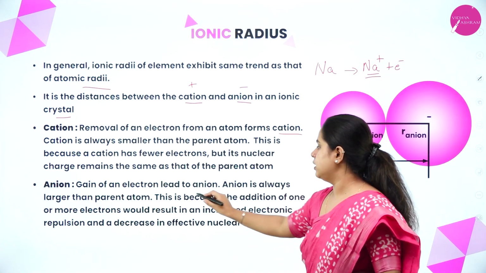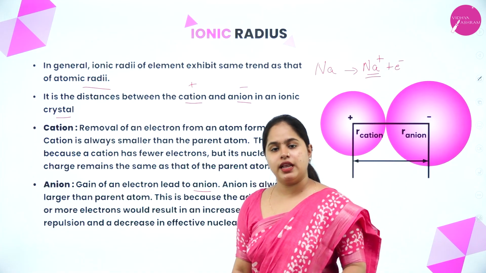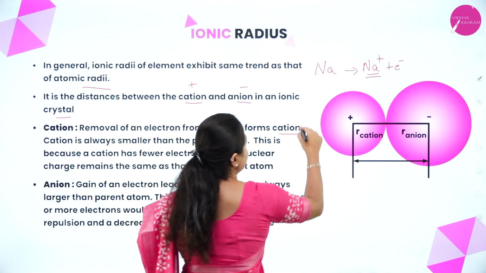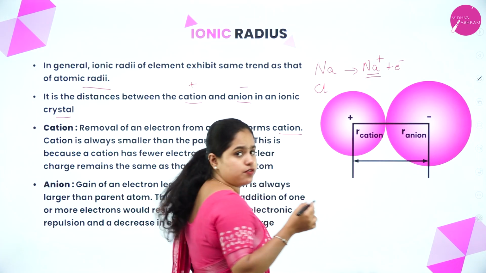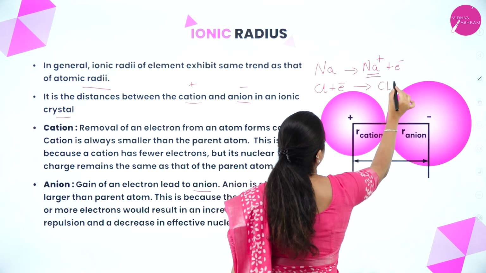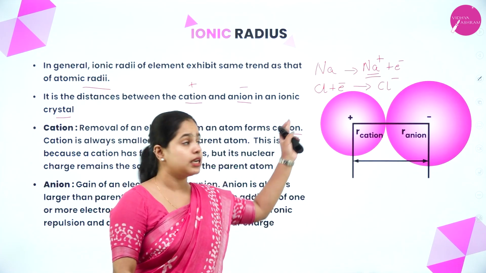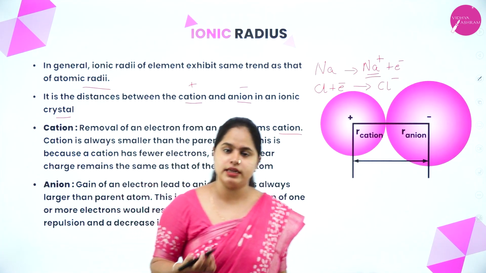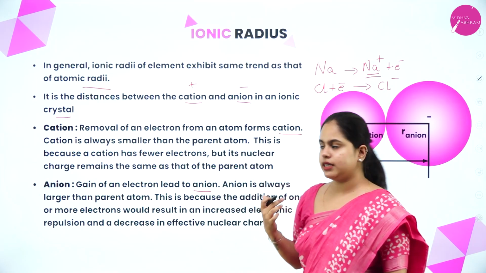Gain of one electron leads to the formation of anion. So when an atom gains an electron, let's take the example of chlorine. When chlorine gains an electron, it becomes Cl minus ion. That is a negatively charged ion which is called an anion. So this part is clear.